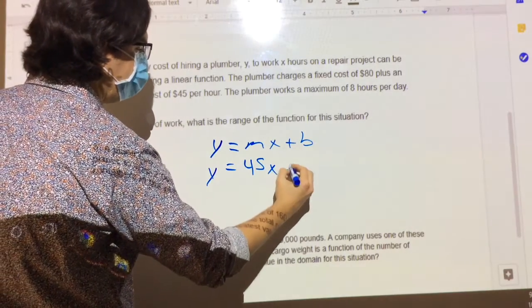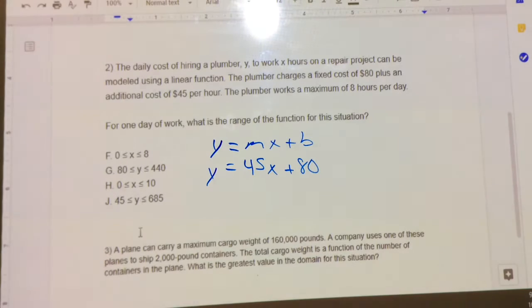Y equals 45x plus 80. All right, let me just walk you through that. A fixed cost, that means a one-time fee.